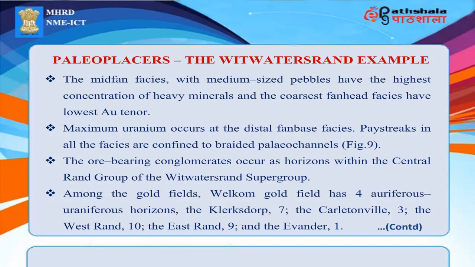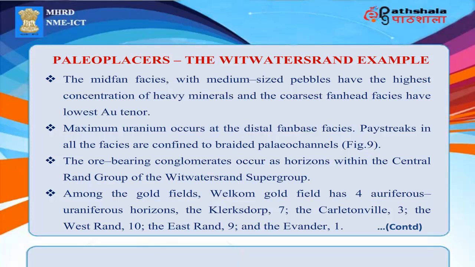The mid-fan facies with medium-sized pebbles have the highest concentration of heavy minerals, and the coarsest fan head facies have lower gold tenor. Maximum uranium occurs at the distal fan base facies. Pay streaks in all the facies are confined to braided paleochannels, as shown in figure 9. The ore-bearing conglomerates occur as horizons within the Central Rand Group of the Witwatersrand Supergroup.